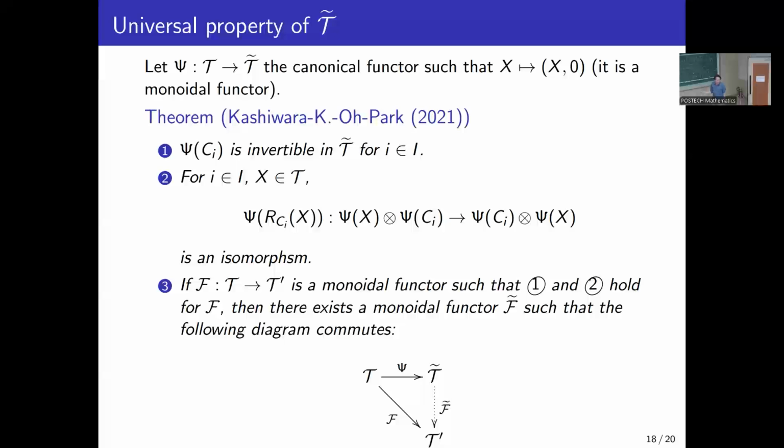Yes. There can be several for a given family. Different choices may result in different localizations. I think so, yeah. So the point is that if the right braiding exists, then we can say this. The whole problem becomes constructing the natural transformation RCI. But then this universal property shows that it is unique. Even if you have a different choice of RCI, there's an isomorphism, right?